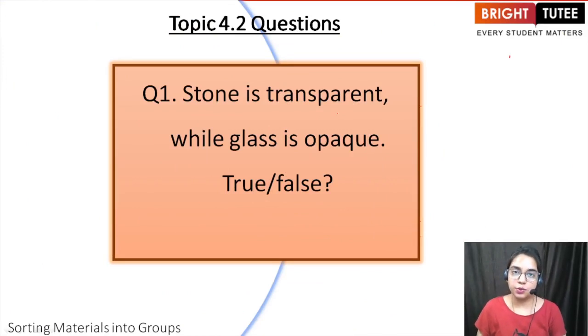In this session, students, we are going to discuss some of the questions and answers from the topics that we have covered so far. So children, the first question is, stone is transparent while glass is opaque. Is it true or false?